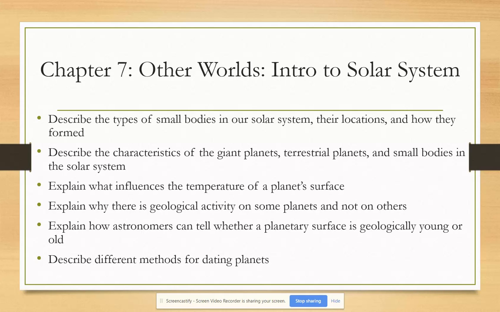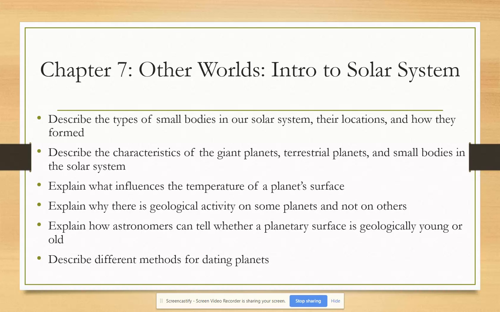But that's one of the primary ways. We find rocks on Earth from Mars. And then we look at those rocks and we say, hey, what isotopes do we have? And we use the radiometric dating techniques to try to determine its age. So that's one way of dating the planets.